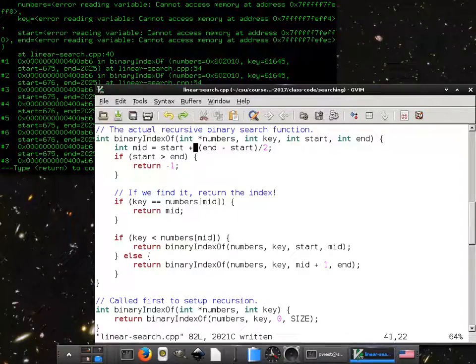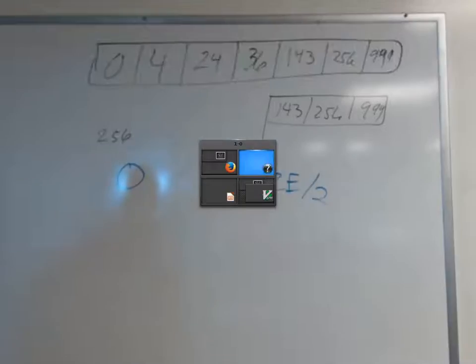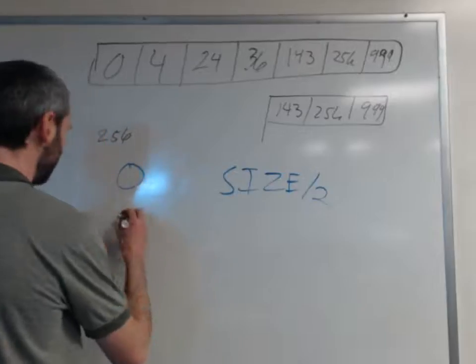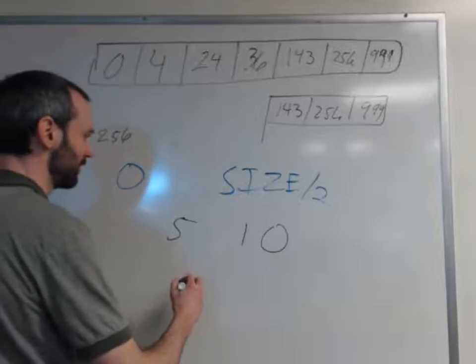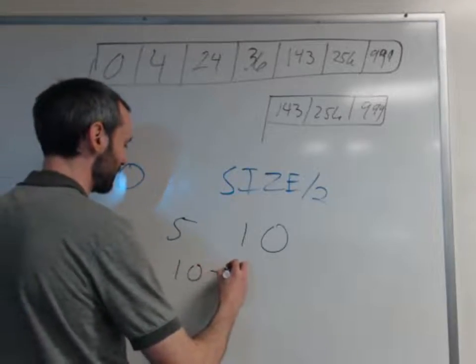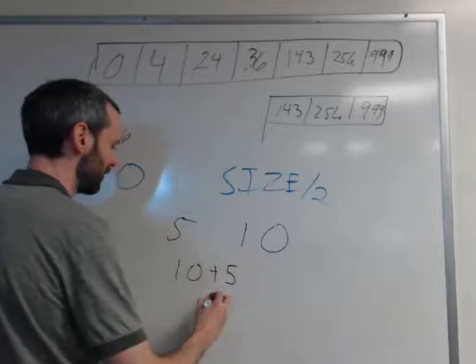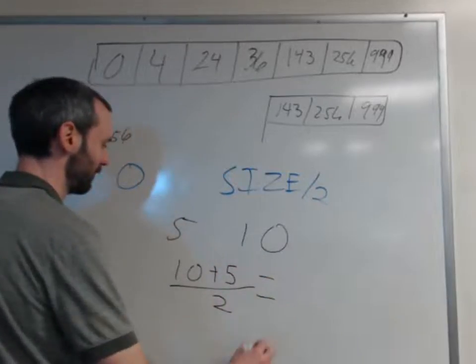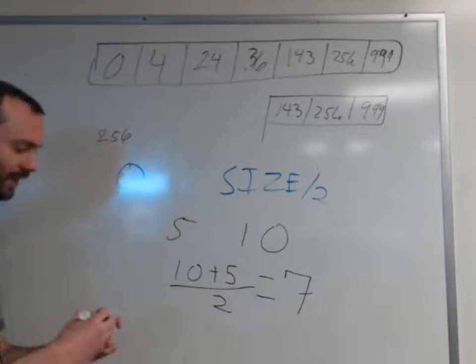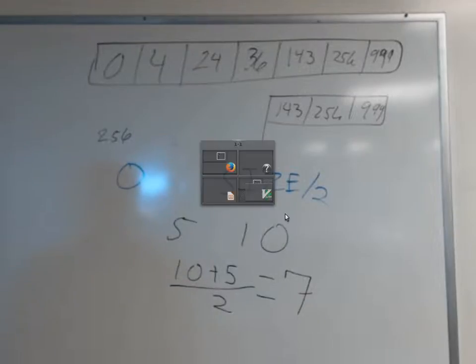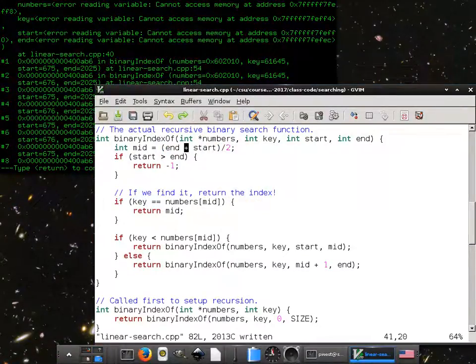Come on, guys. Mid equals, or is that not how you do it? How do you calculate the mid? Start plus end, divided by 2. You just wrote it up on the board. If you have 5 and 10, then 10 plus 5 divided by 2 would equal 7. I drew a fancy 7. So we could just add it and then divide by 2.